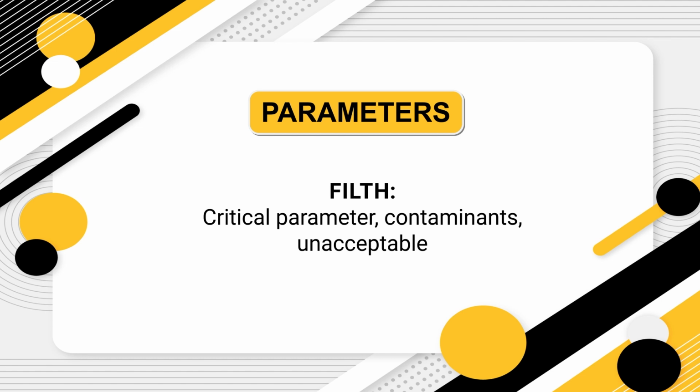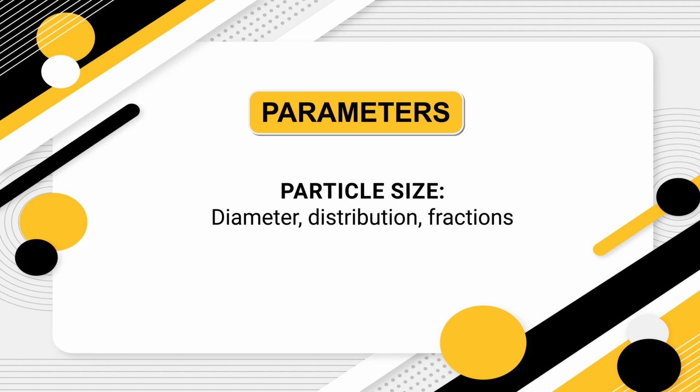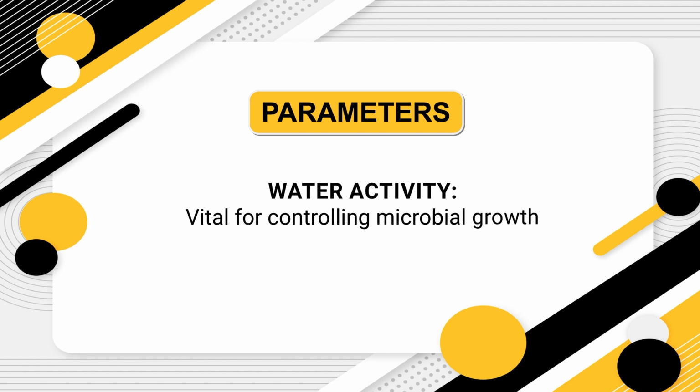We'll talk about filth, that is something which is undesirable. It is a critical parameter. It is because of the contaminants, and it is completely unacceptable. We'll discuss particle size, diameter, distribution of particle size, different fractions of particle size. We'll also talk about water activity, which is vital for controlling microbial growth. Say, for example, products like pickles, products based on sugar syrups. For their longer shelf life, water activity is a very important parameter to take advantage of. So we'll go one by one.